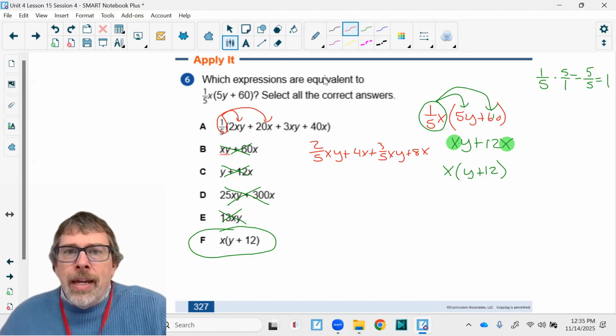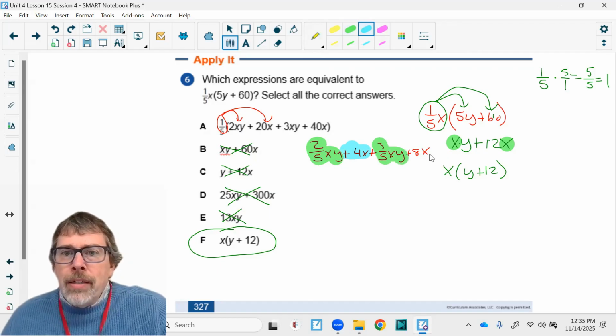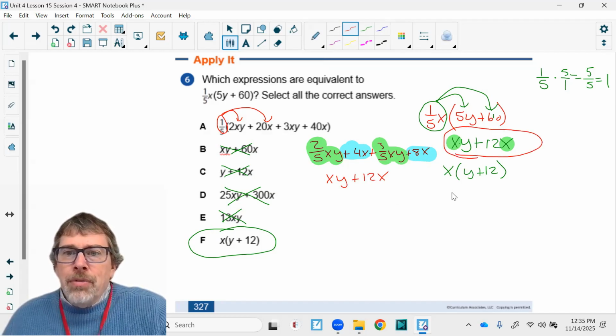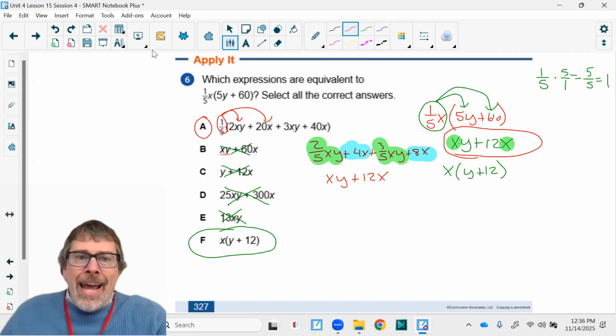So 2/5 xy, notice what happened here. We have a 2/5 xy. We have a 3/5 xy. They're like terms. I have a 4x, I have an 8x. I can add those. 2/5 xy plus 3/5 xy is 5/5 xy, or simply xy. And 4x plus 8x is 12x. So xy plus 12x is right here before factoring. So A is also an answer. So the answer is A and F.